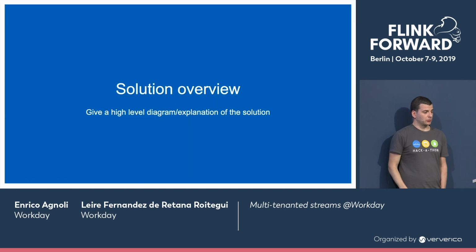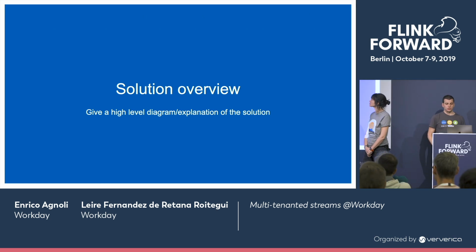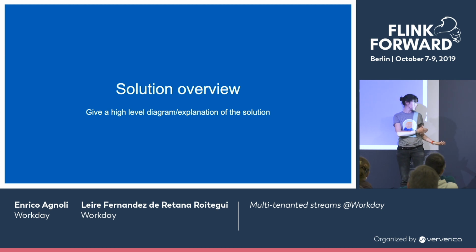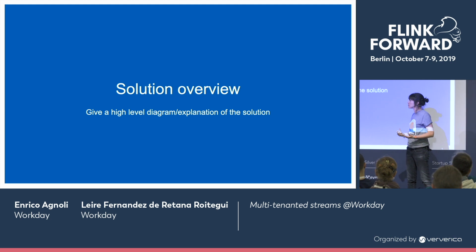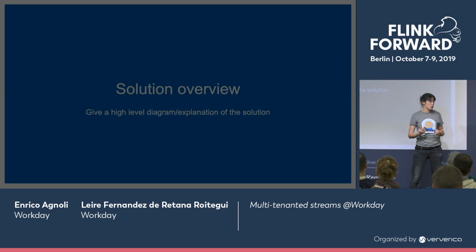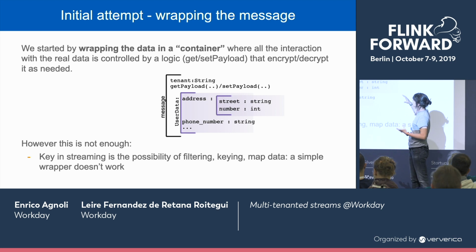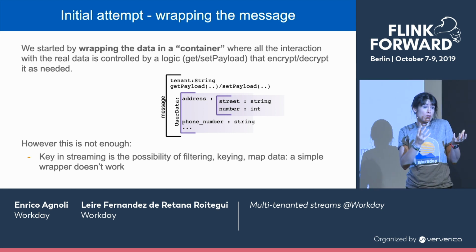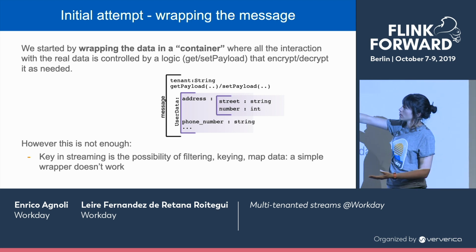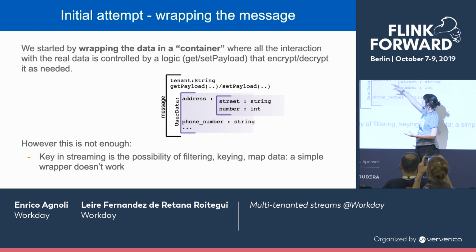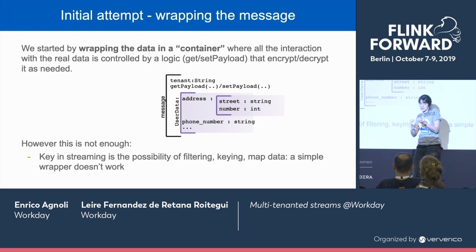Now, Leire will go through the solution overview and we'll go into a bit more detail on how we solved it. So you've heard Enrico say that our problem here is that we need to encrypt this data at all times, pretty much. So the first approach was to wrap the data with a container that will contain that encryption logic. This is a representation: that wrapper will contain the tenant information and then some getters or setters that define how we want to interact with those to encrypt the actual message.